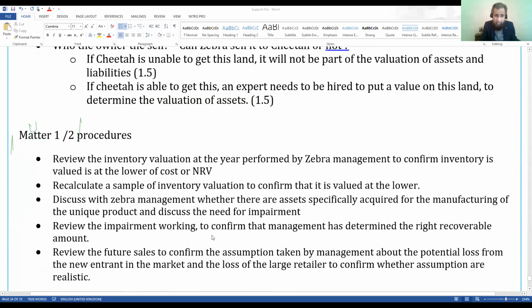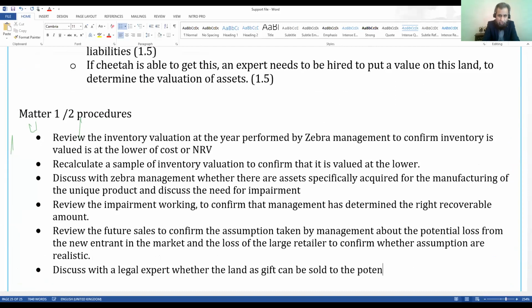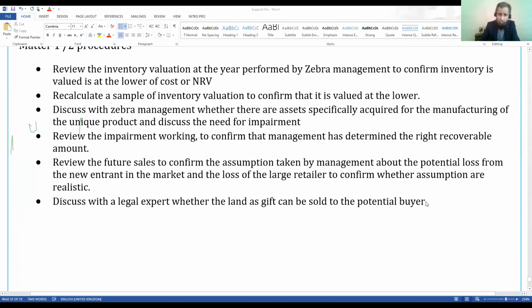Okay, for the land, discuss with a legal expert whether the land received as a gift can be sold to the potential buyer. So you're discussing with a legal expert, right? Asking a legal expert, can the land received as a gift be sold to the potential buyer in the case of Zebra? The legal expert will give you the better answer here.